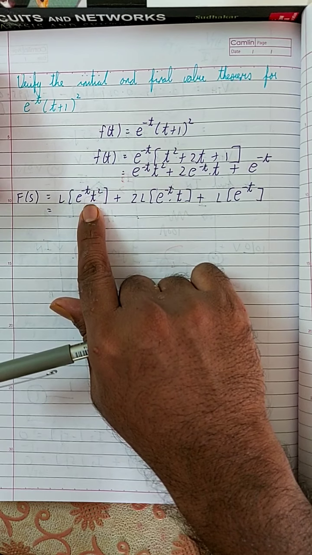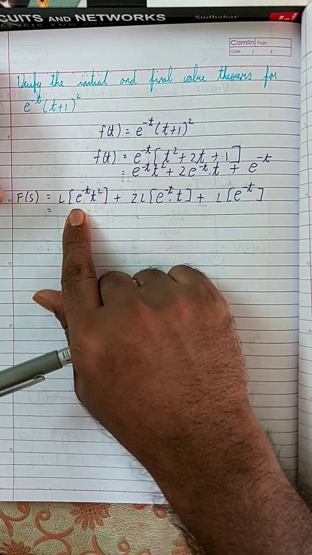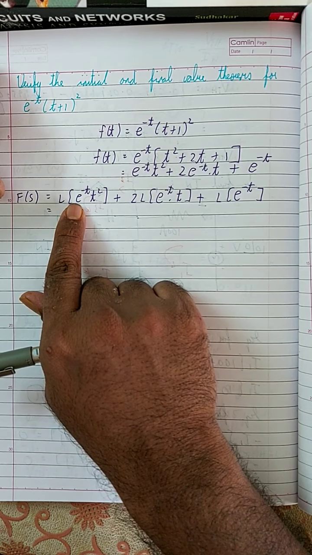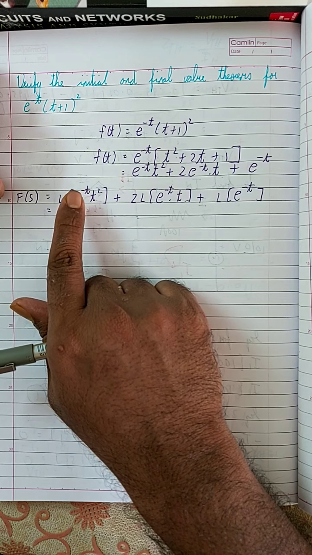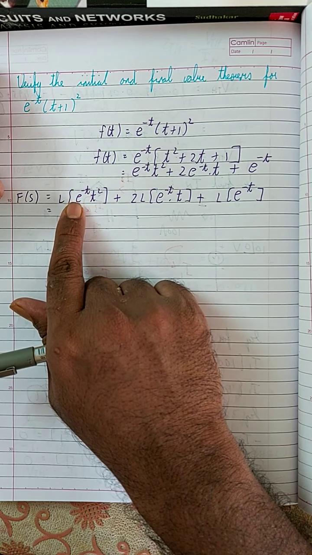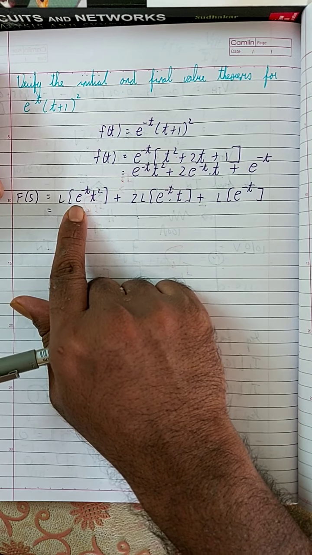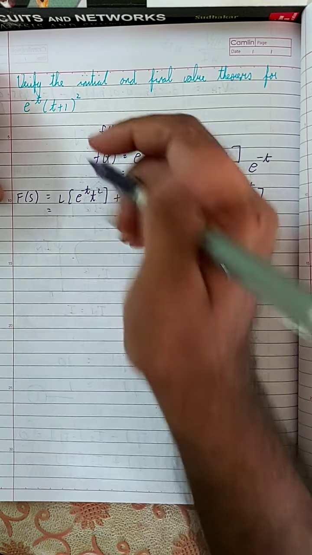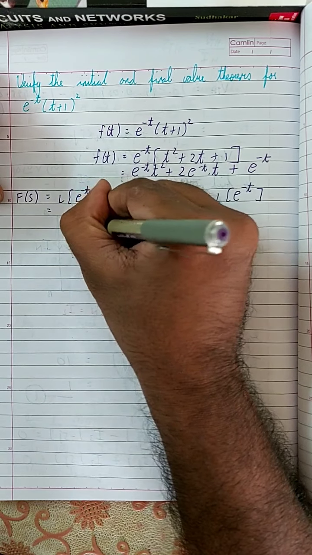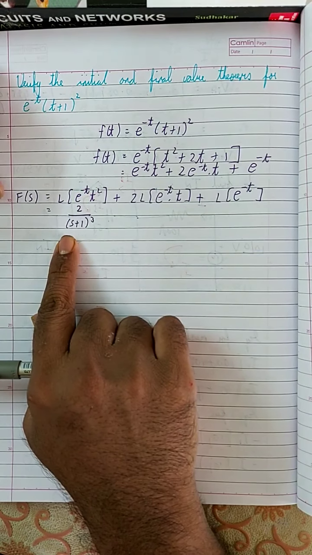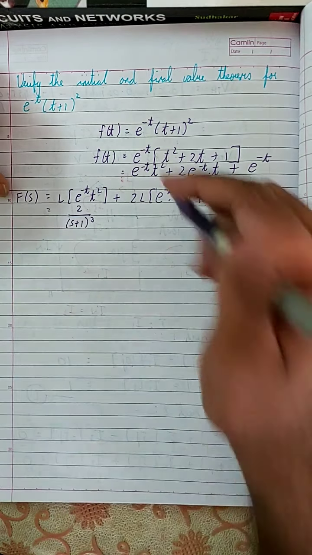2 by s cube is the Laplace transform, and then I need to frequency shift it. Okay, I need to shift its frequency. How much should I shift it? This is e raised to minus t, right? So e raised to minus at becomes 1 by s plus a. So here the value of a is 1. Therefore 2 by s cube will now become 2 by s plus 1 the whole cube. That is, s is replaced by s plus 1 by the frequency shifting property, right?